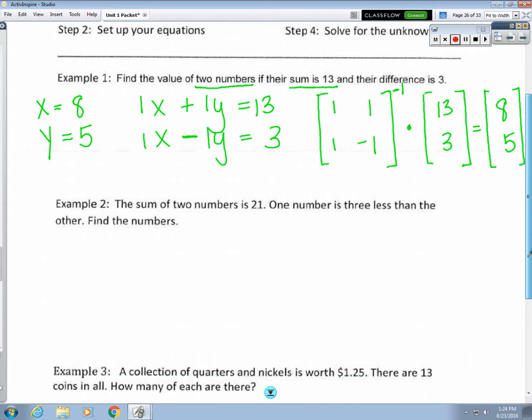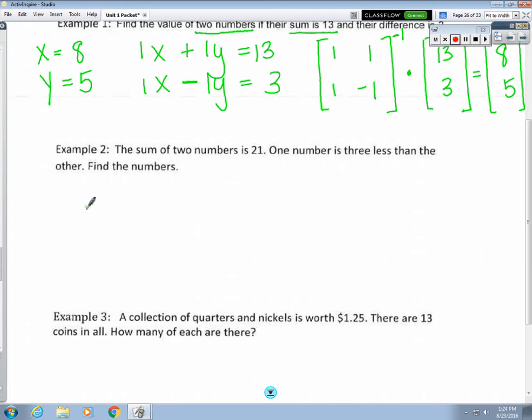All right, example 2. The sum of two numbers is 21. So how do I write that as an equation? X plus y equals 21. Okay, so those kind of statements are very easy to write as an equation. Now let's look at this next one. One number is 3 less than the other.